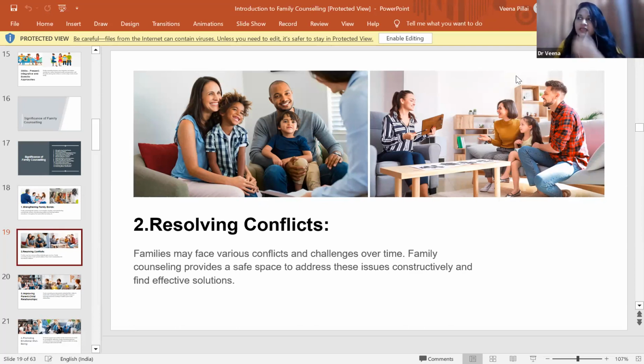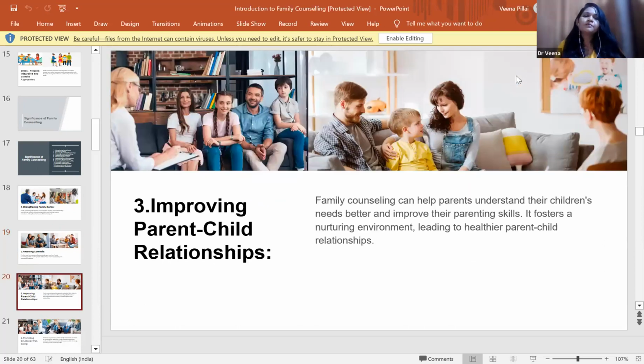We could see when it is multi-generational, the values, attitudes or beliefs could be changing from generation to generation. The way people's perspectives also would differ. So family counseling will help to resolve such issues and improve the parent-child relationship.